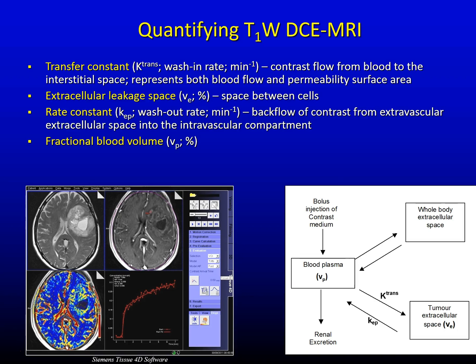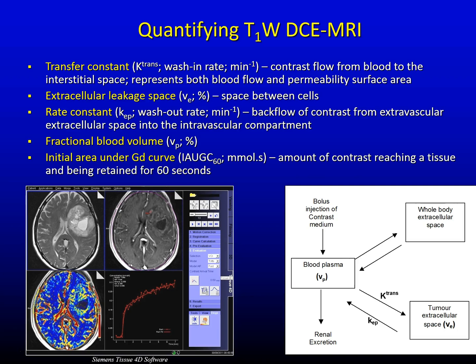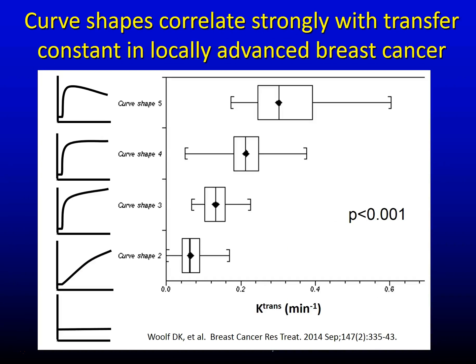But it's also possible, depending on the model, to obtain a fractional blood volume, or even an area under the curve in the first 60 seconds. So these are quite commonly obtainable parameters from modern software. Now, we would expect the curve shapes to correlate strongly with the transfer constant, the wash-in rate, and it does.